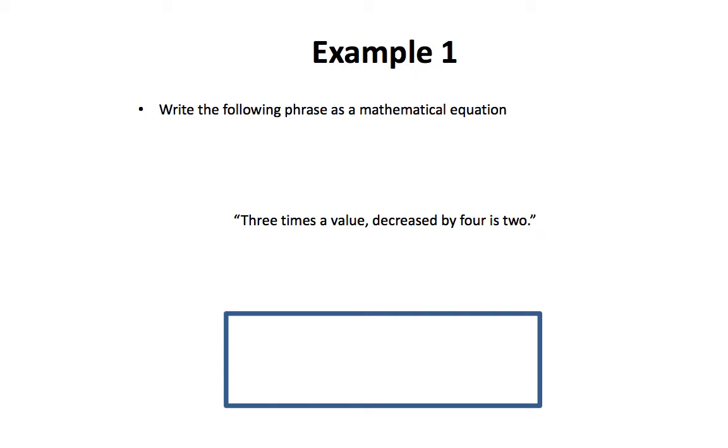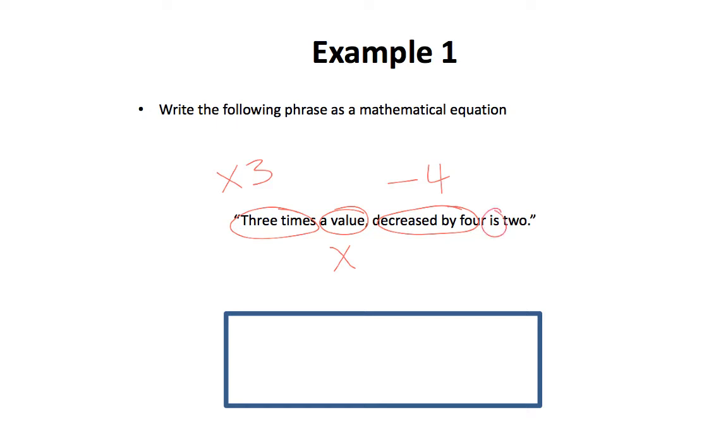3 times a value decreased by 4 is 2. 3 times corresponds to multiply by 3. A value corresponds to a variable. We are going to use the variable of x. You can use the variable of y if you want. Decreased by 4 corresponds to subtract 4.